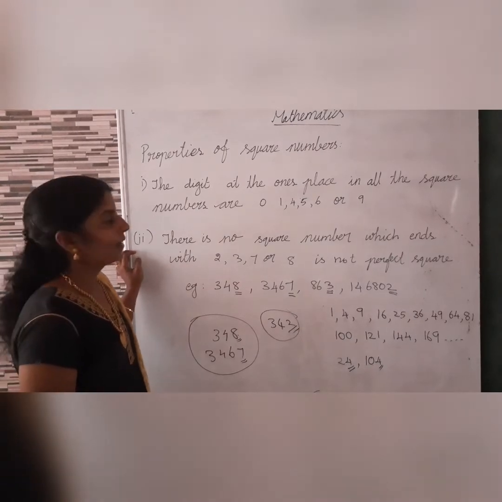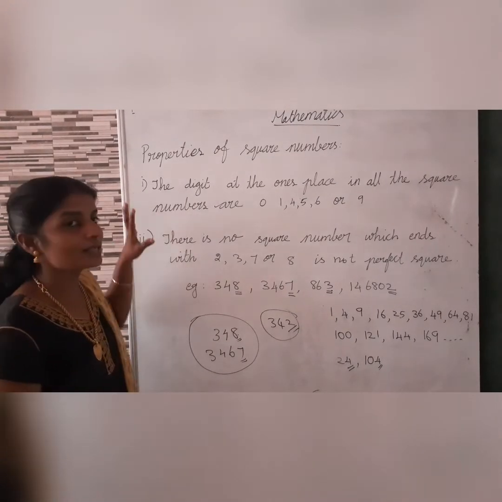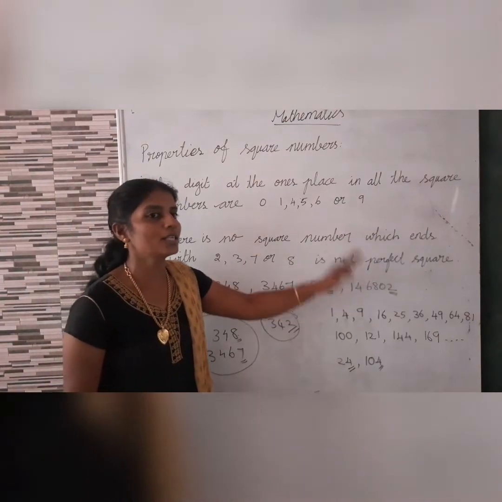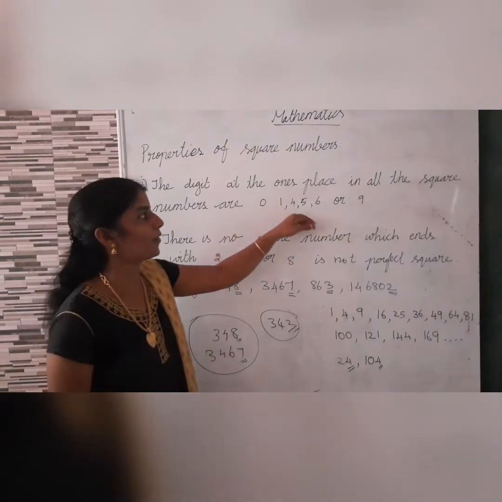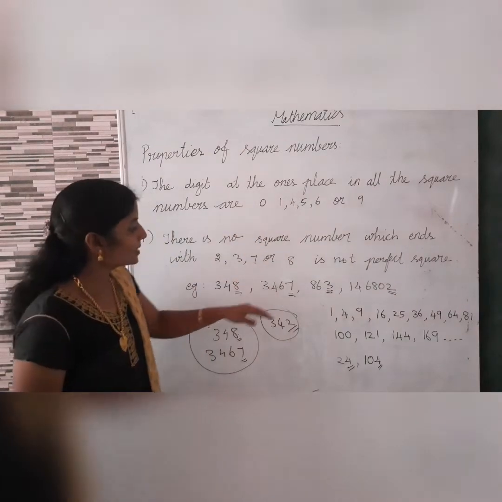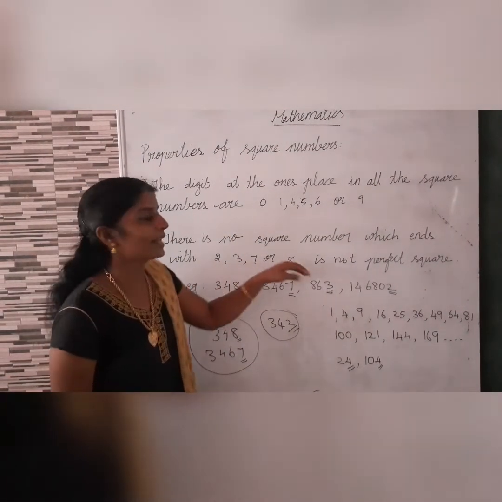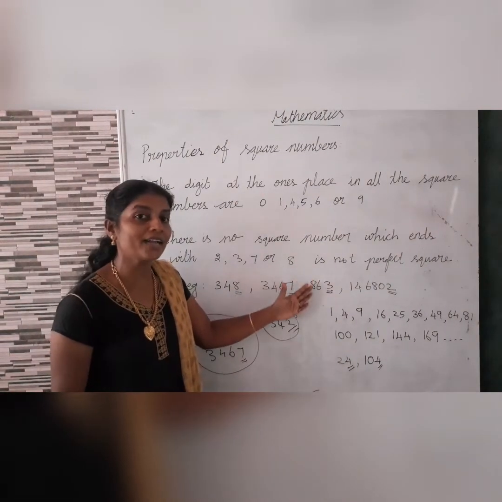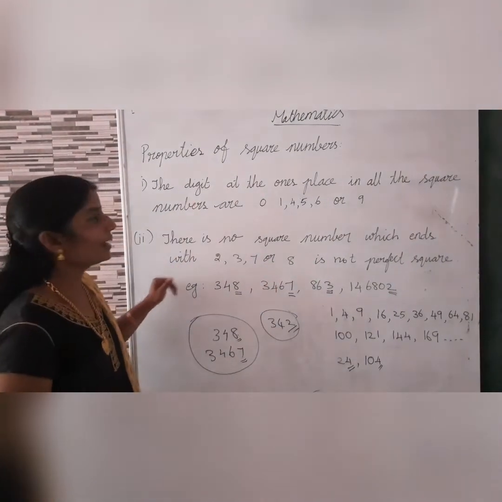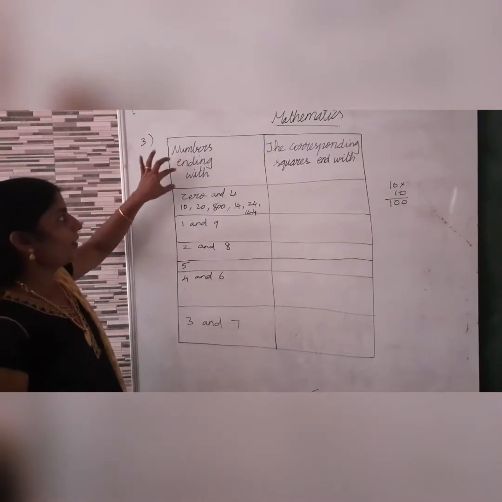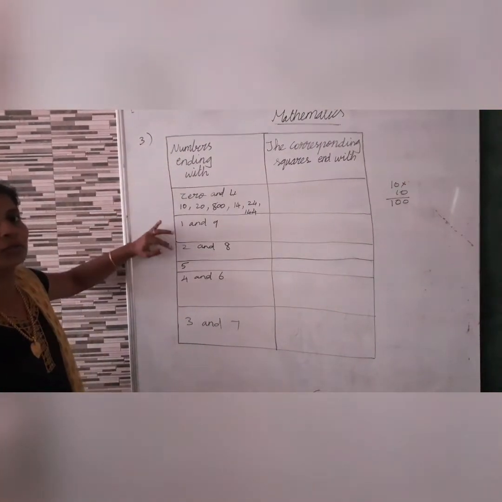Are you clear? Now understand what a square number is. If a number is a square number, the ones place must be 0, 1, 4, 5, 6, 9. This is not a square number because the ones place is 2, 3, 7, 8. So this is not a perfect square. Are you clear? Okay.